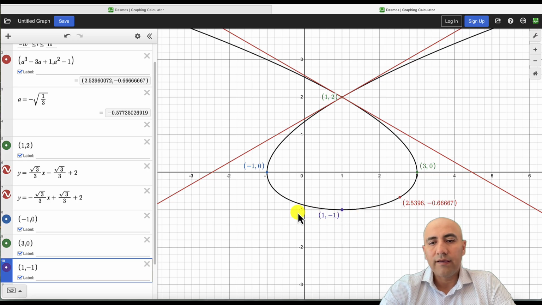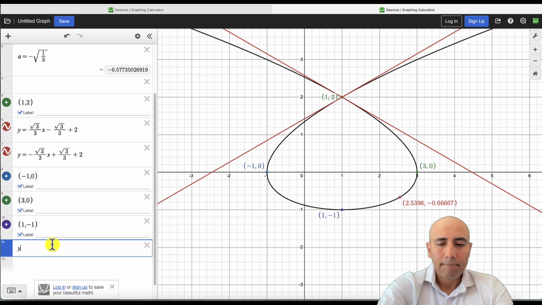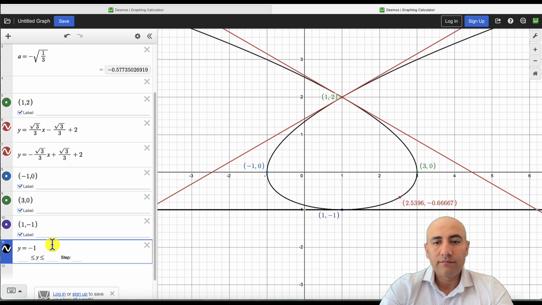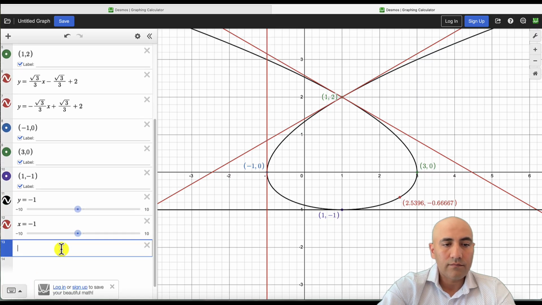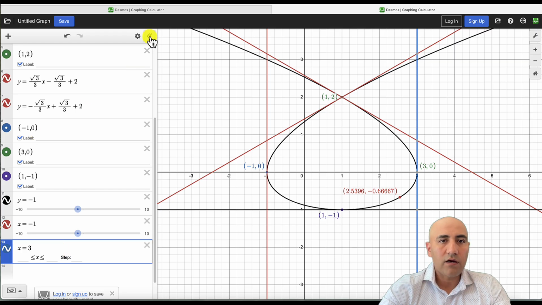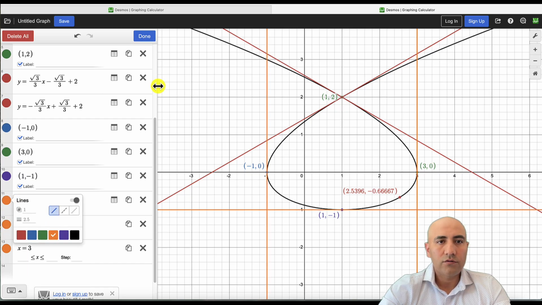So clearly we have a horizontal tangent line here, a vertical asymptote here and a vertical asymptote here, which then correspond to the lines y = -1 as the tangent line, which is horizontal right here at the point (1, -1). And for the vertical lines, we would type in x = -1 and x = 3. Put them all in the same color. How about orange? Let's make them all orange, and done.